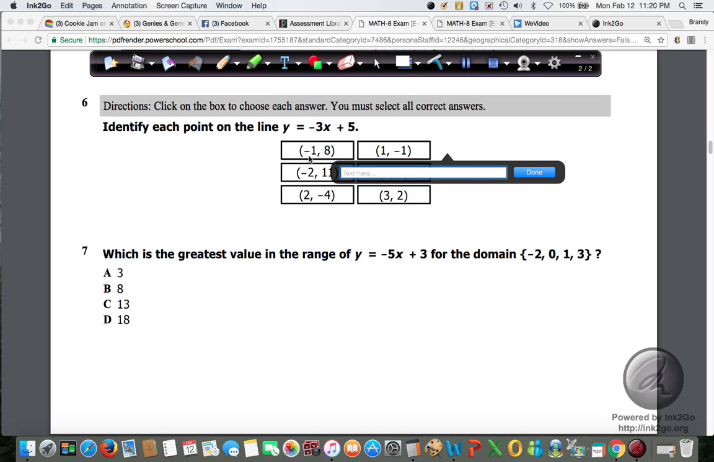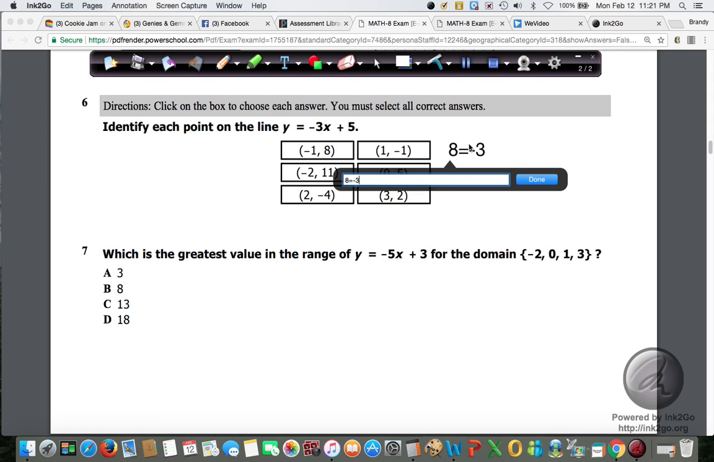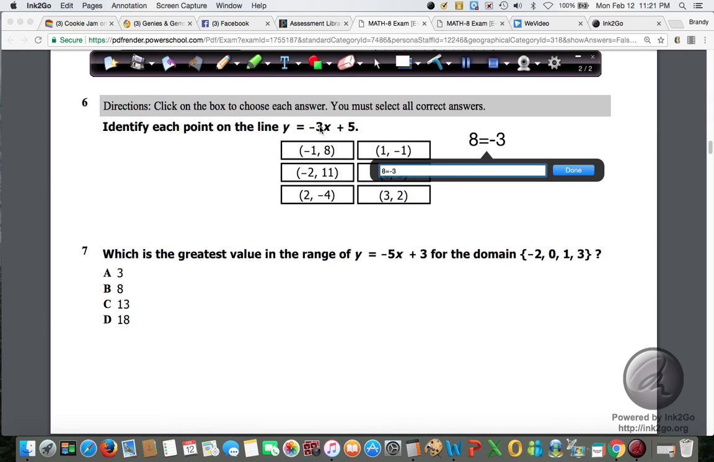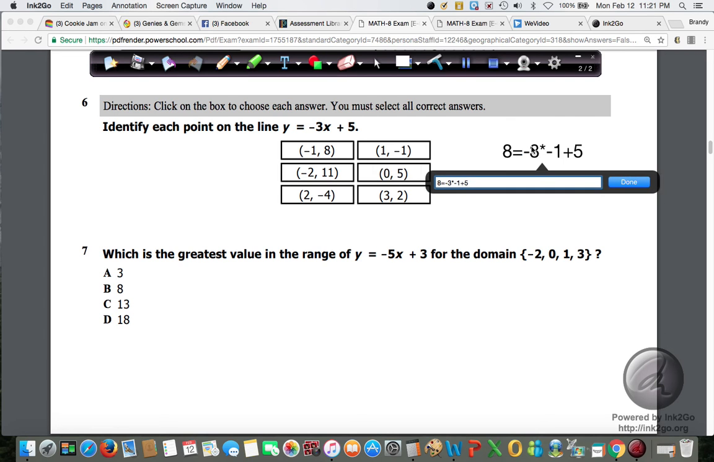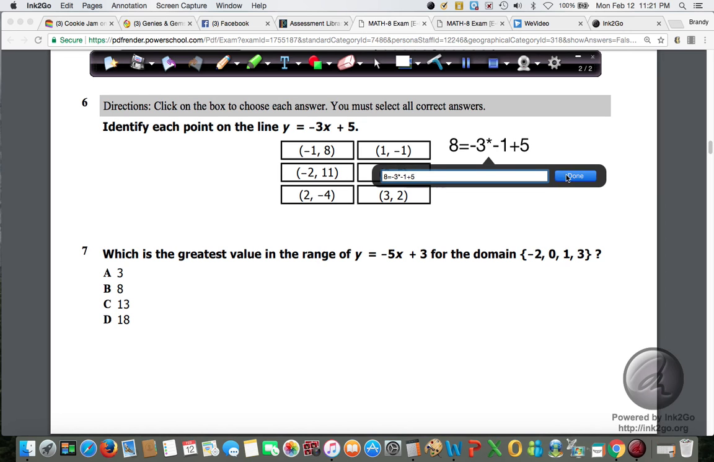So in the first one we have -1 and 8. -1 is your x, 8 is your y. So we're saying 8 equals -3. And now remember, let's slide this over a bit. There we go. X right beside a number means multiply. So this is going to be times. What is our x? -1? Okay, plus 5. Again, we're also testing a little bit of order of operations.